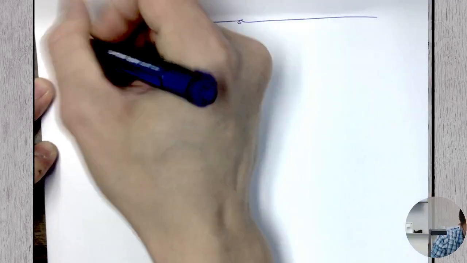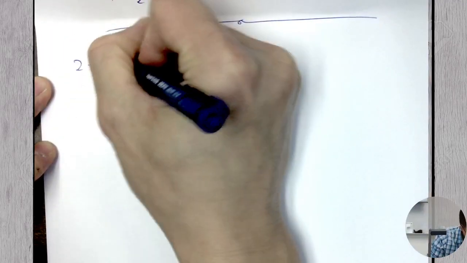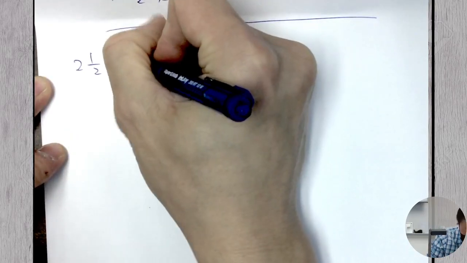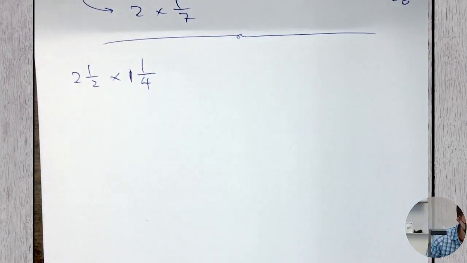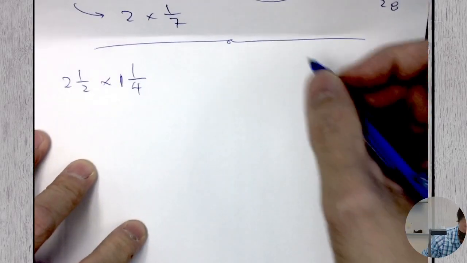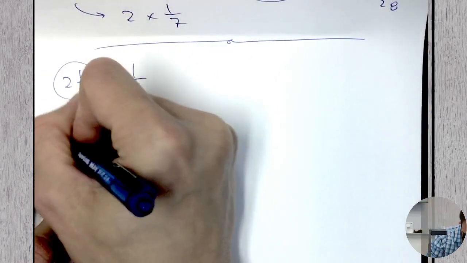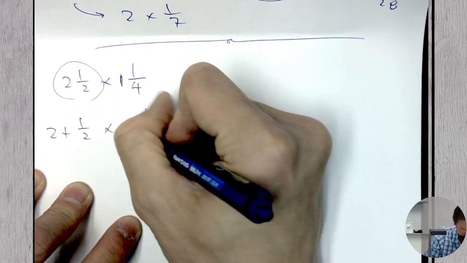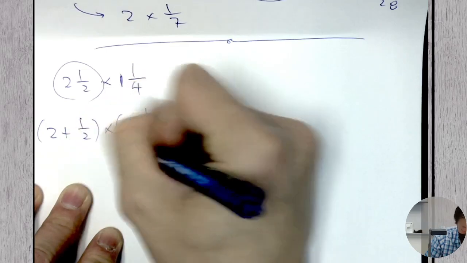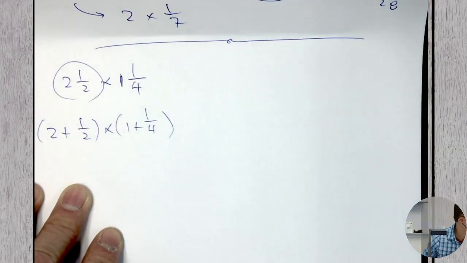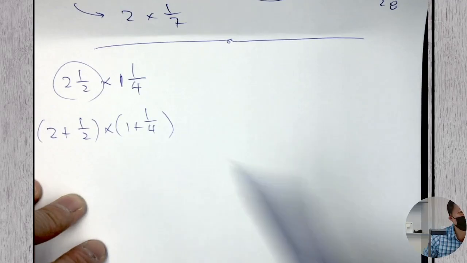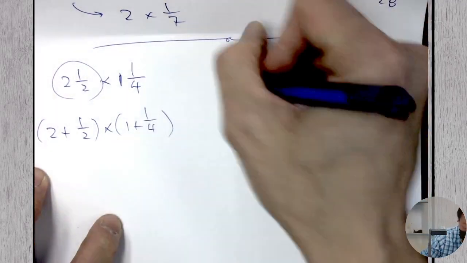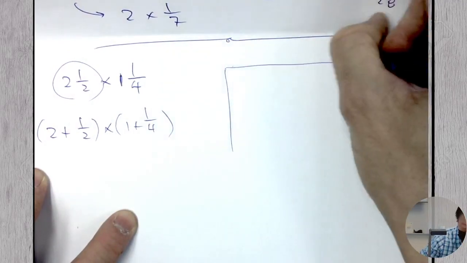Say if I have 2.5 times 1 and 1/4, okay? How would I do this? So notice that this part means 2 plus a half, times this part means 1 plus a quarter. I'm basically doing that. If you're in grade 9 or grade 10, you will learn how to FOIL. But as a picture, guys, please.